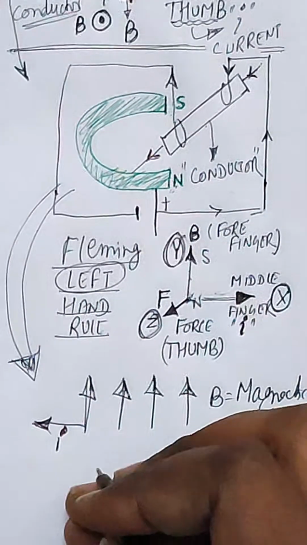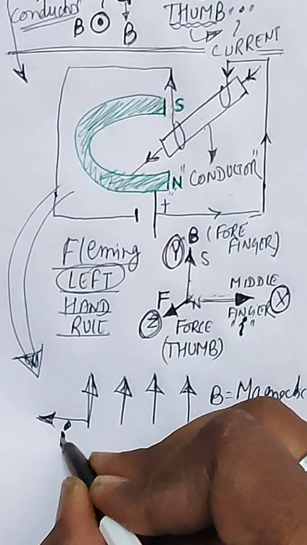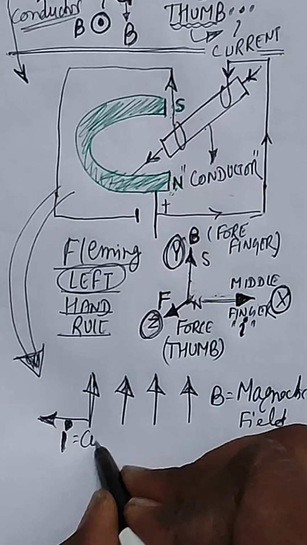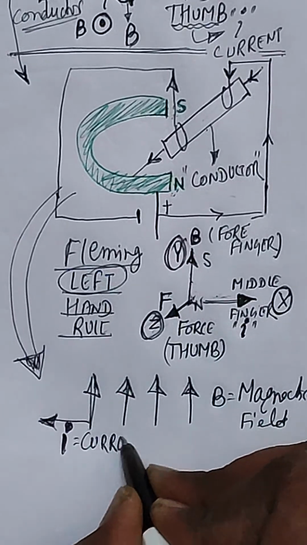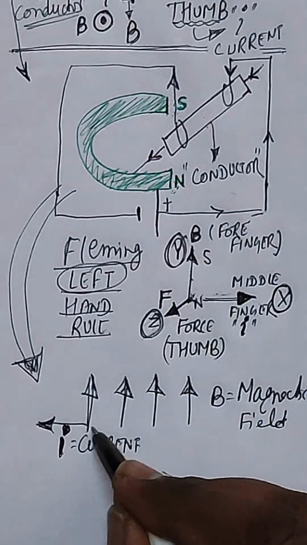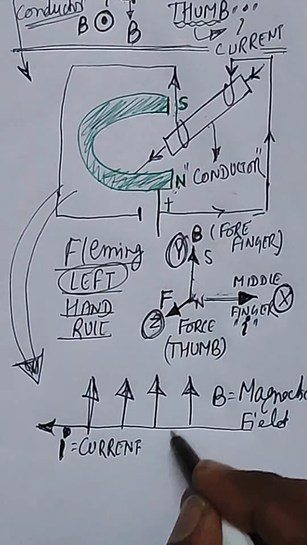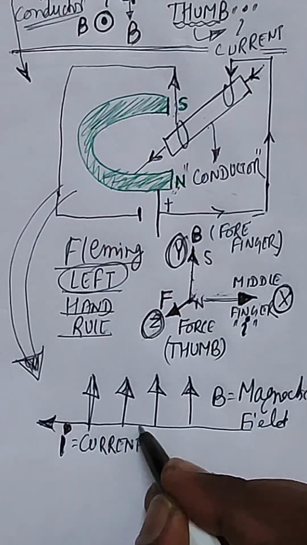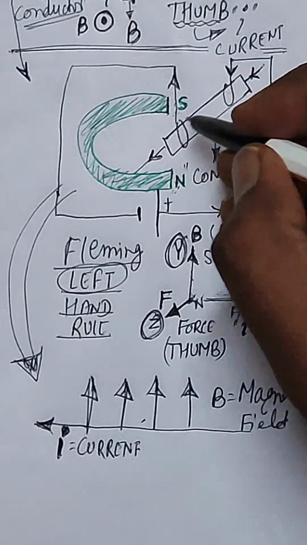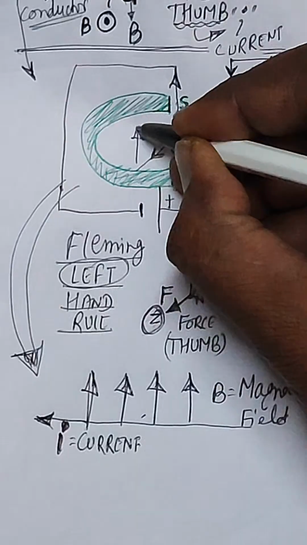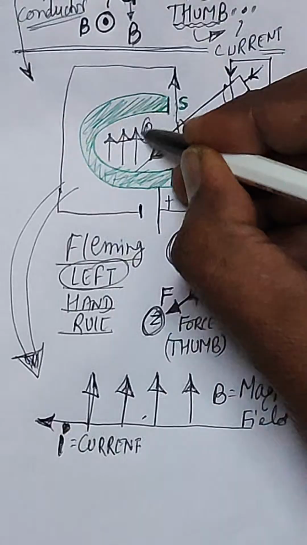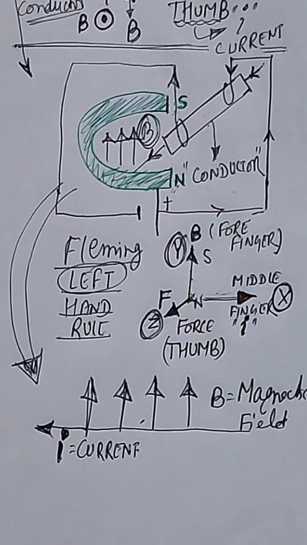Now, the direction of the current is like this, which is perpendicular to the direction of the magnetic field. That you need to understand, because the current is always acting perpendicular to the magnetic field in this case. This is the direction of the magnetic field. This is your B, right?